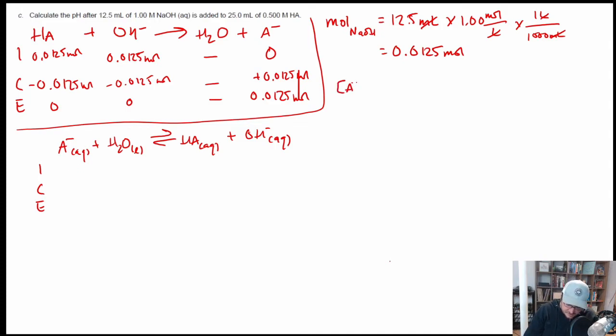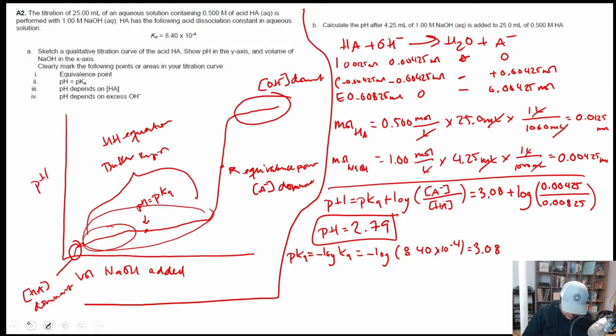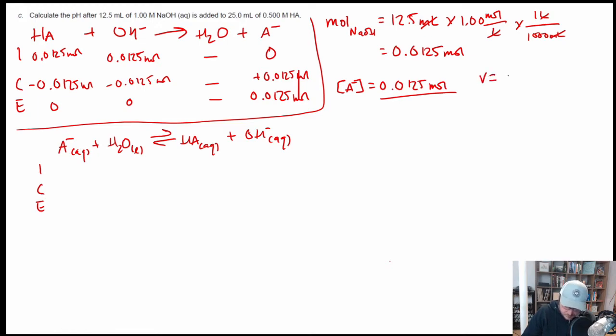So the concentration of A minus is equal to the number of moles of A minus, which is 0.0125 moles, divided by the volume. The volume is equal to 12.5 milliliters plus 25 milliliters, so the volume is 37.5 milliliters, which is the same as 0.0375 liters. So I plug that in, 0.0375 liters in this case.